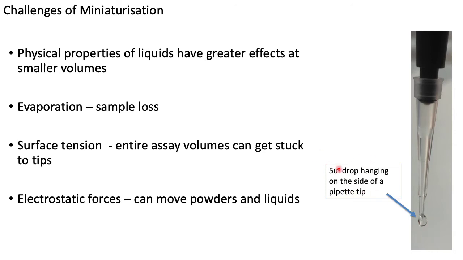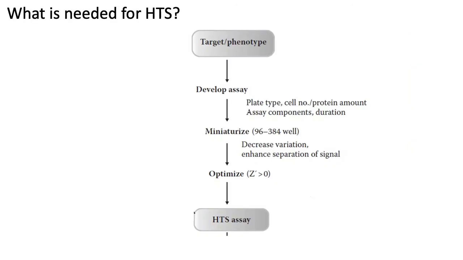And this shows a 5 microliter drop, which is hanging on the side of the tip, so that could be an issue, especially if we're using automated liquid handling. And this is due to electrostatic forces that can move powders and liquids. So now we're going to look at what is needed for high throughput screening.